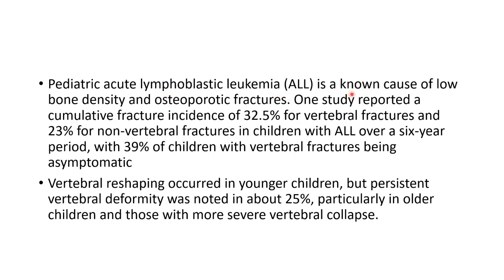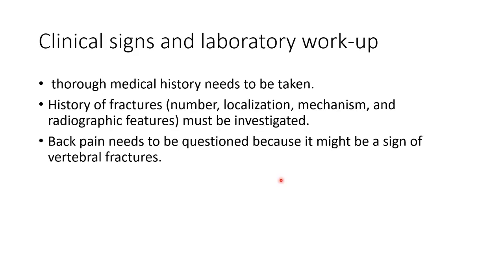Pediatric acute lymphoblastic leukemia is a known cause of low bone density and osteoporotic fractures. Many studies, among which one study has shown a cumulative fracture incidence of 32% for vertebral fractures and 23% for non-vertebral fractures in children with acute lymphoblastic leukemia over a 6 year period, with 39% of children with vertebral fractures being asymptomatic. Vertebral reshaping occurred in the younger children, but persistent vertebral deformity was also noted in about 25%, particularly in the older children and those with more severe vertebral collapse.